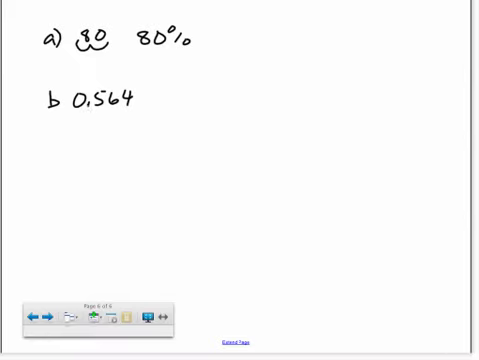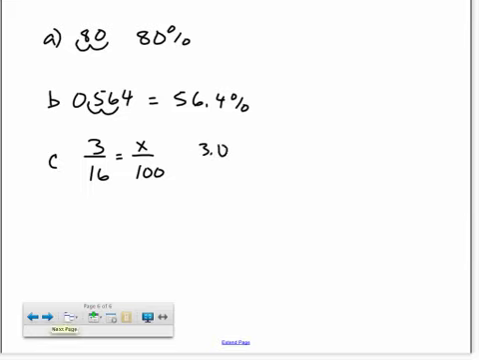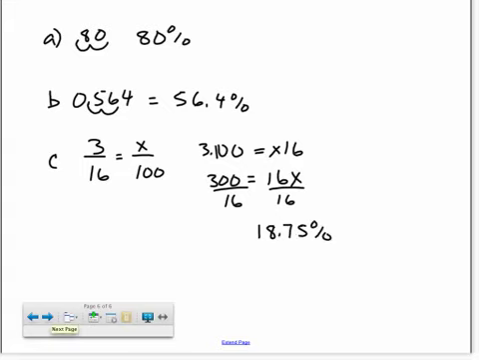For B, B was 0.564. Move the decimal 2 places to change to percent, we get 56.4%. And if we do C, C is 3/16, and you could set it up either way. Let's do it as proportions. So x over 100, and I'm going to get 3 times 100 equals x times 16. 300 equals 16x, divided by 16. 300 divided by 16, I'm not going to do the math. You can use a calculator if you want to for this one. You would get 18.75%.